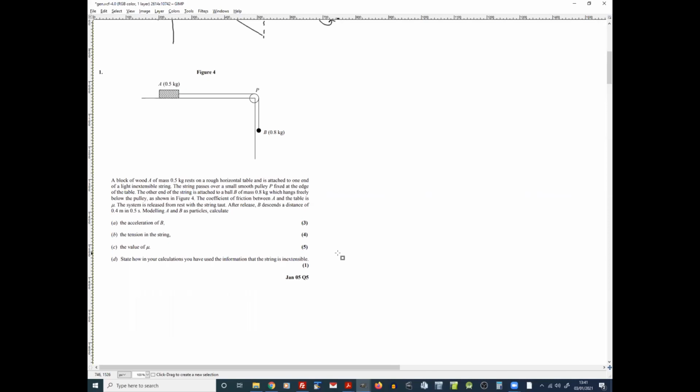Okay, so what other information have we got apart from the mass of B? Are we going to have to look at the friction of block A? Yeah, I think so. It's only 3 marks now. No, I think we can do it by, on account of B descends a distance of 40 centimeters in half a second. So you just work out with that, can't you?